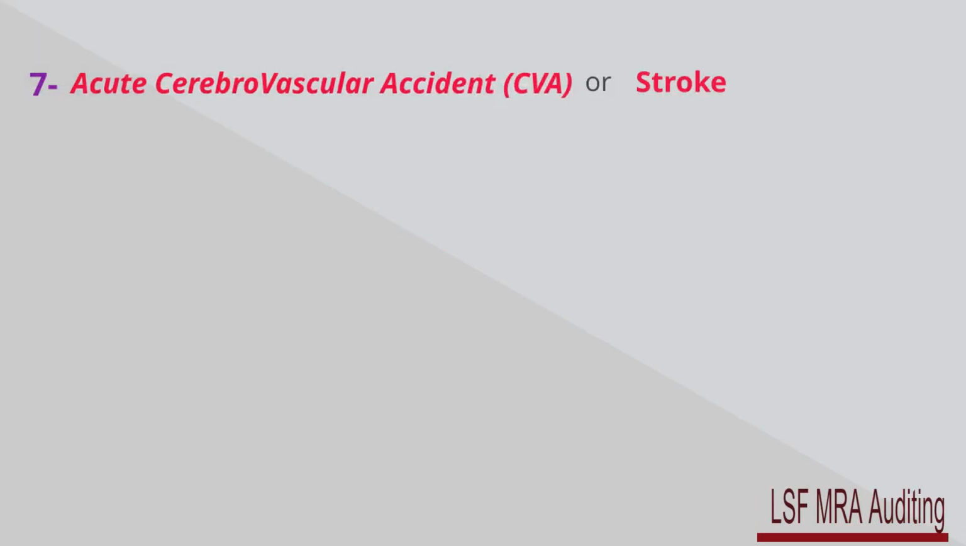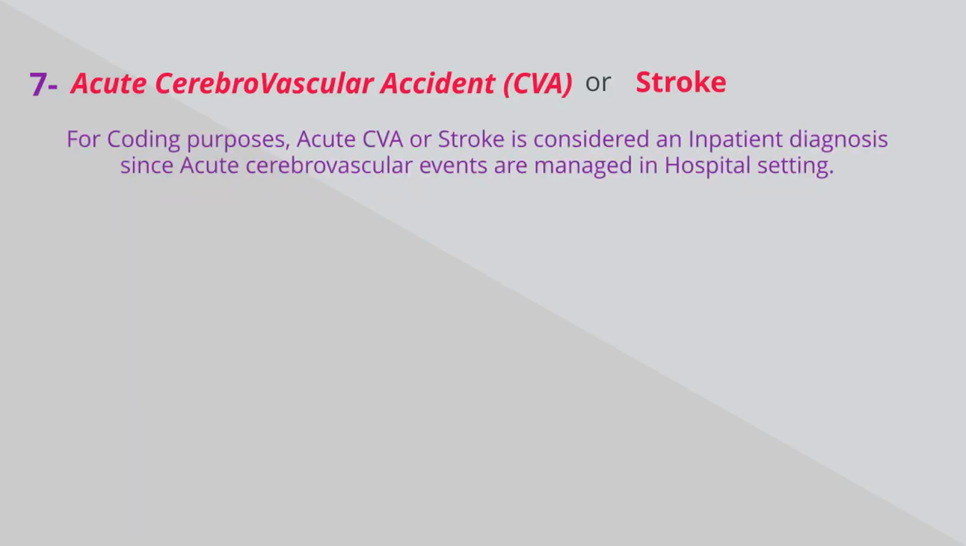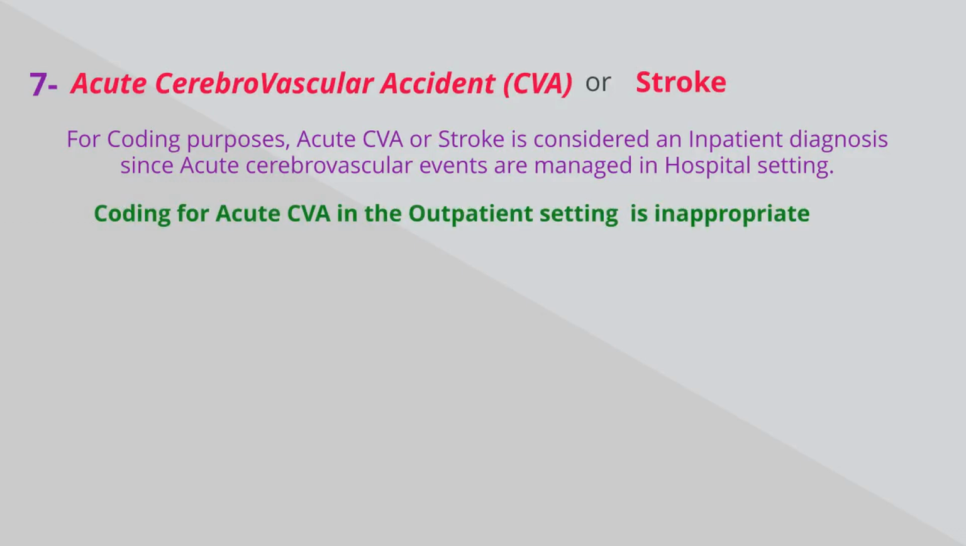Acute cerebrovascular accident or stroke. A stroke is an urgent condition requiring emergency care. In all cases where a stroke patient is seen in the physician's office, the patient is seen for follow-up care or sequelae, not for the acute stroke. Stroke is considered an inpatient diagnosis for coding purposes since acute cerebrovascular events are managed in a hospital setting. Coding for acute CVA in the outpatient setting is inappropriate.